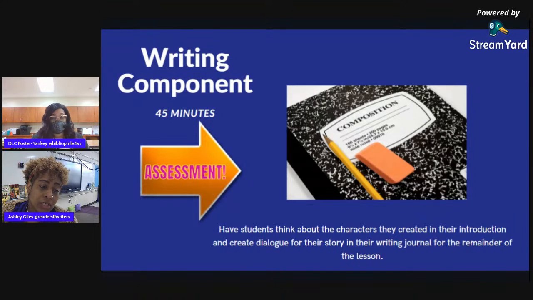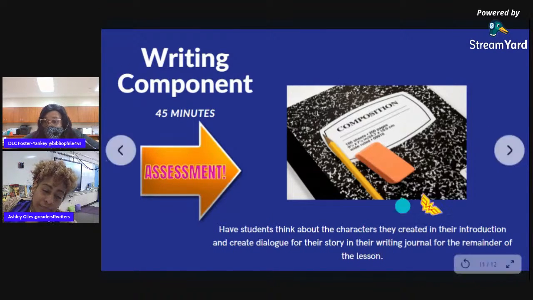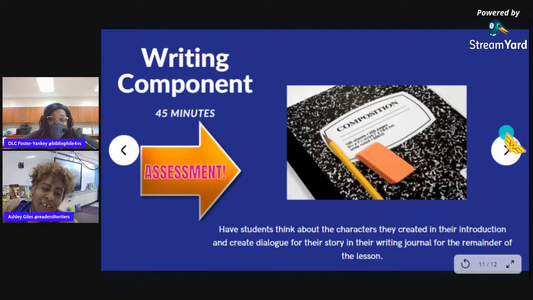So the teacher is going to set them up so that they can embed dialogue inside their own personal stories. That's why the assessment is of their journal, because that's where their story is written. So we can go to the next slide.